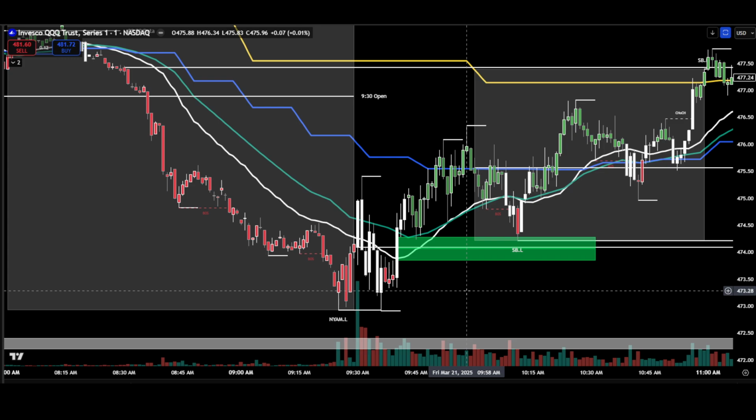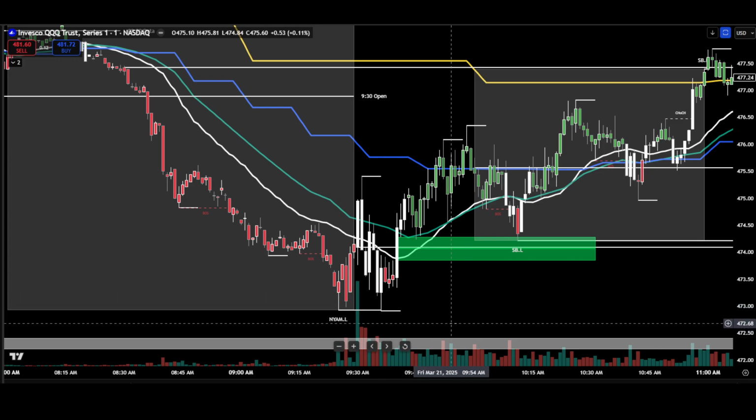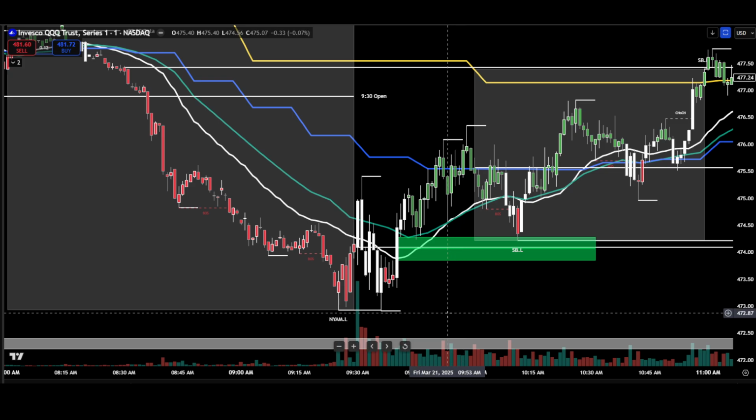I don't even want those levels to change. We want them to be static. So that's the MTF EMA, multi-time frame, and it will show the same on every chart.